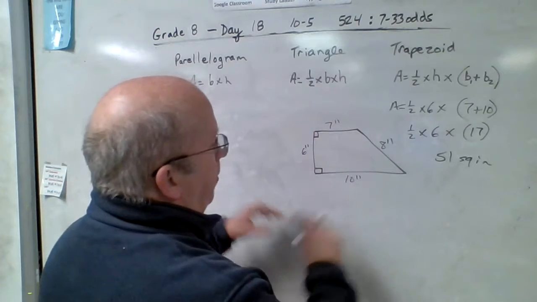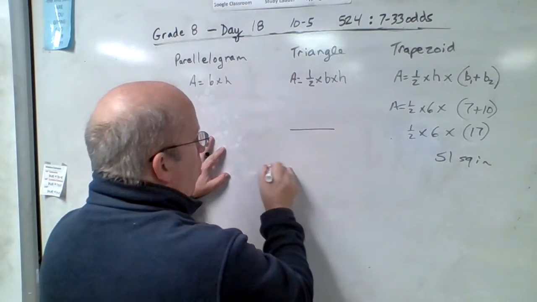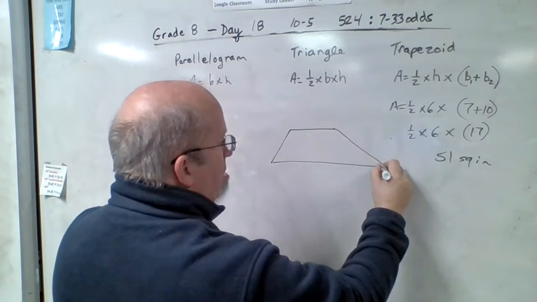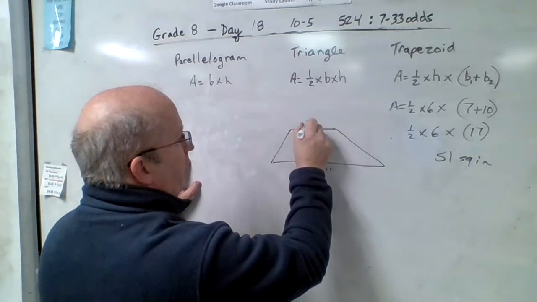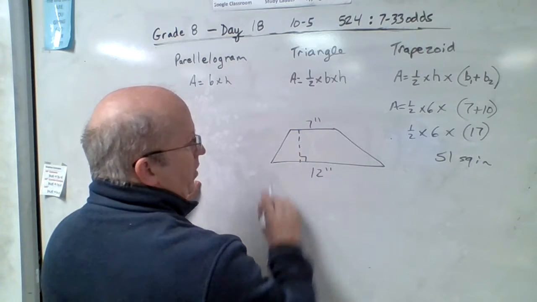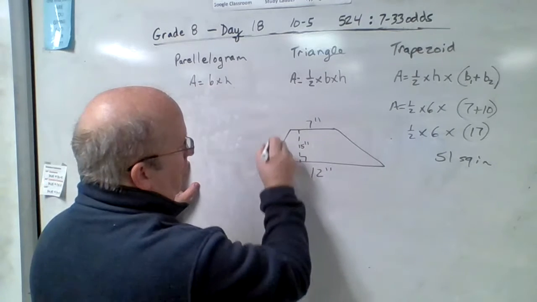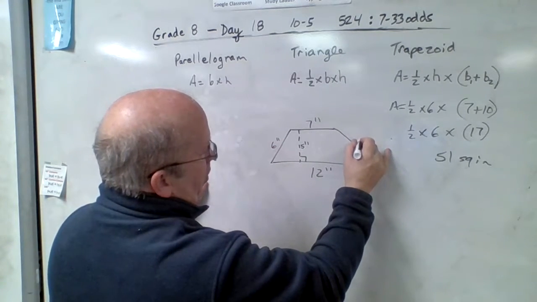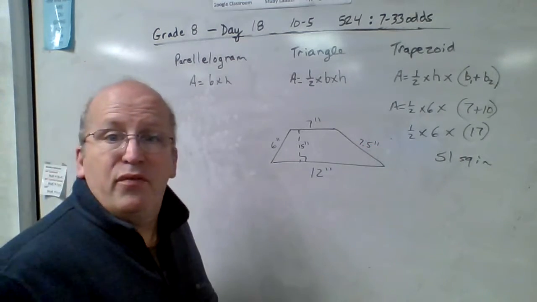But that's not a typical trapezoid, is it? A typical trapezoid would look something more like this. Now I'm going to give you a lot of numbers. We'll start with 12 and 7. I'm going to put a dotted line here with a perpendicular sign here and call this 5 inches. We're also going to call this 6 inches, and we're going to call this 7.5 inches.